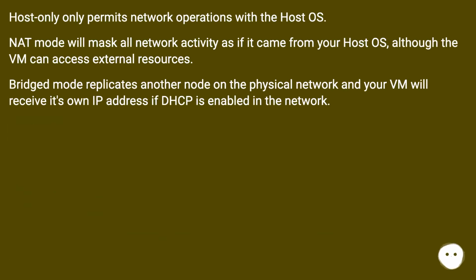NAT mode will mask all network activity as if it came from your host OS, although the VM can access external resources. Bridged mode replicates another node on the physical network, and your VM will receive its own IP address if DHCP is enabled in the network.